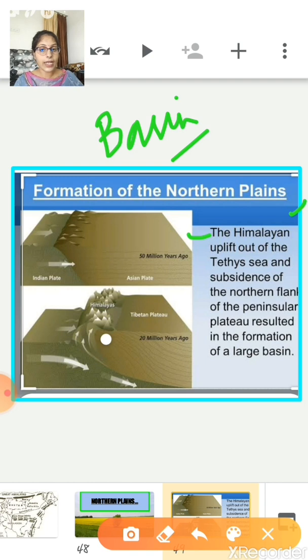The Himalayan uplift out of the Tethys and subsidence of the northern flank of the peninsular plateau resulted in the formation of a large basin. Clear? Okay.